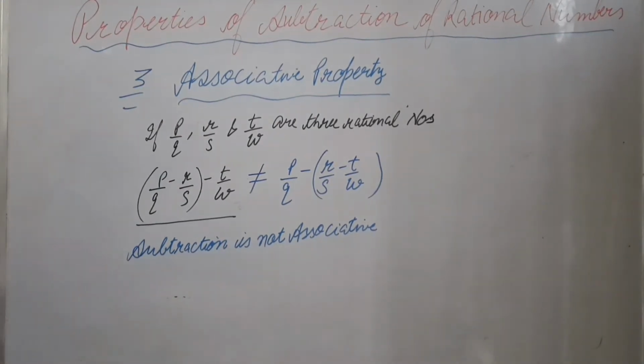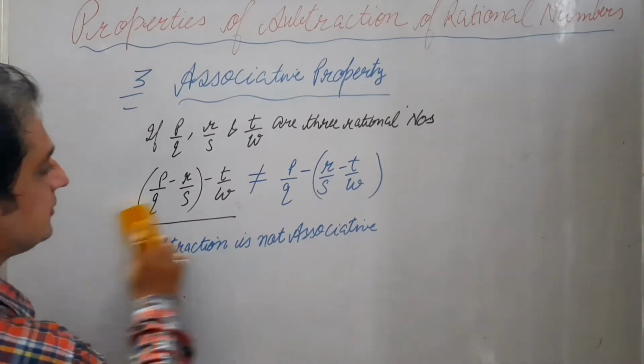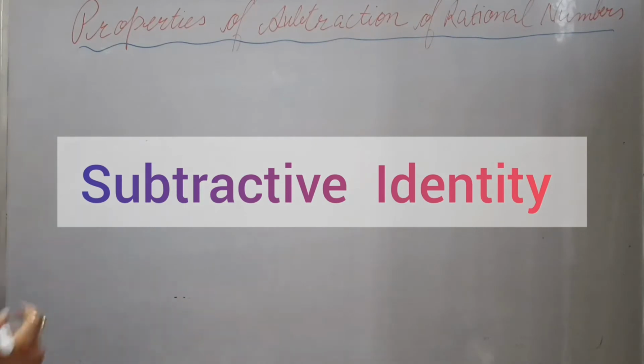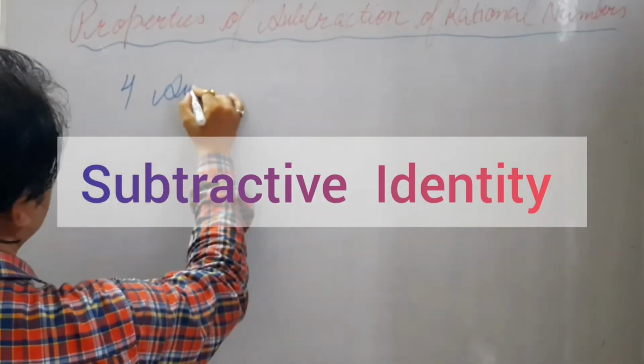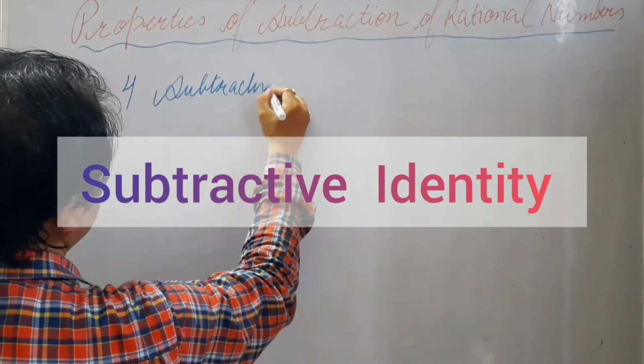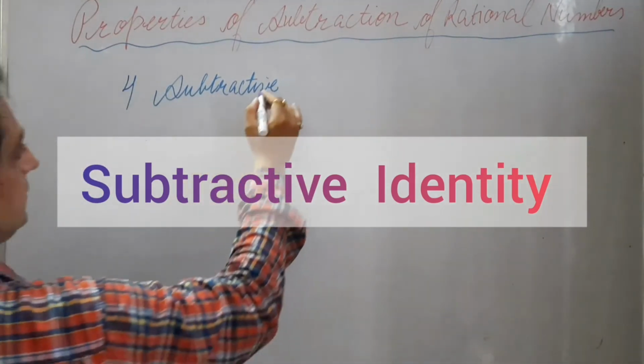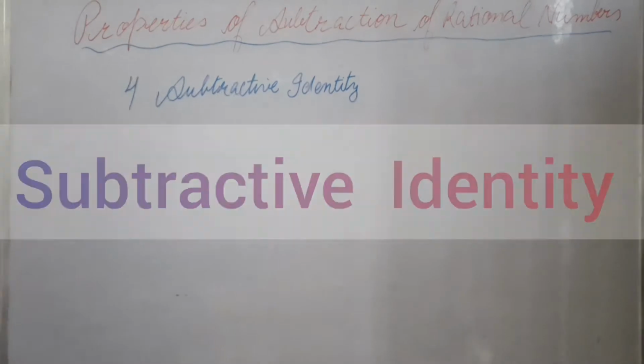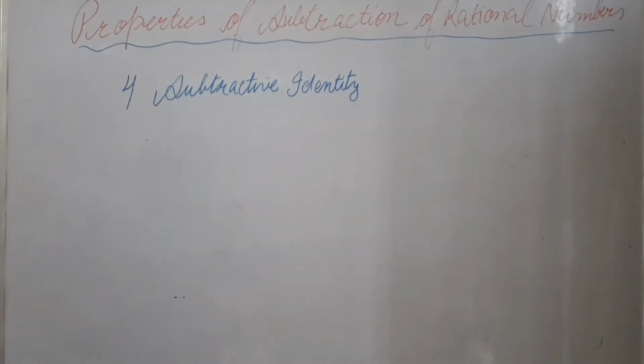Now we will see the last property, that is the subtractive identity. Let's see, what is this property? Subtractive identity. In case of addition, what is the additive identity? Additive identity means the sum of any rational number and 0. We will take another rational number, that is 0. Sum of any rational number and 0 is the rational number itself.